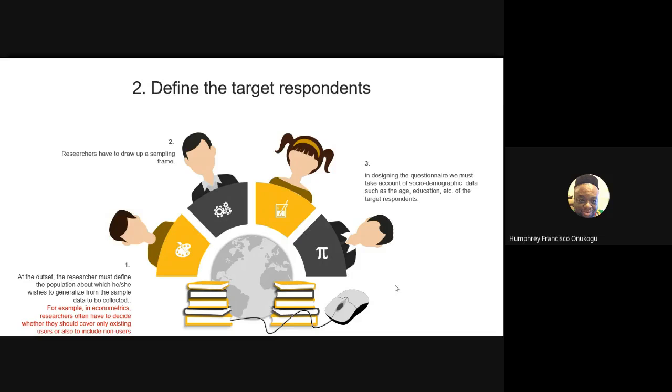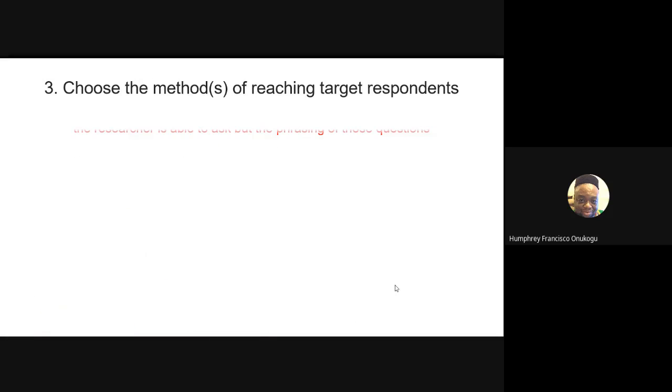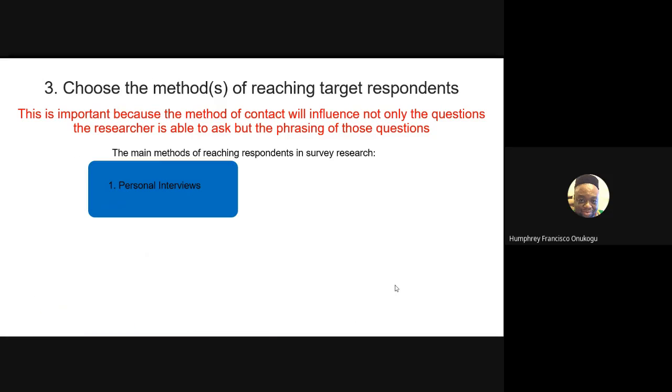And finally, in designing the questionnaire, we must take account of the socio-demographic data, such as age, education, and type. These are the things that help you in defining your target respondents. The next step is to choose the method of reaching target respondents. This is important because the method of contact will influence not only the questions the researcher is able to ask, but the phrasing of those questions. If you're going to have a face-to-face interview, the phrasing of the questions will certainly not be exactly as if you're going to send an email.